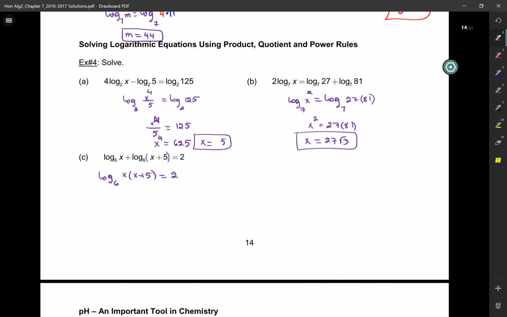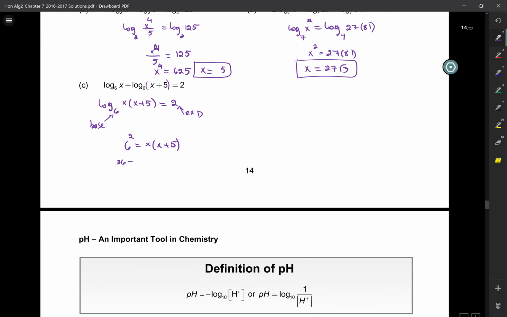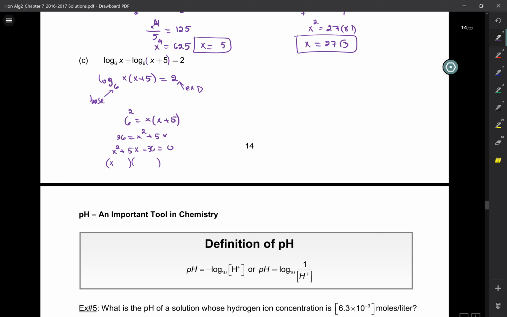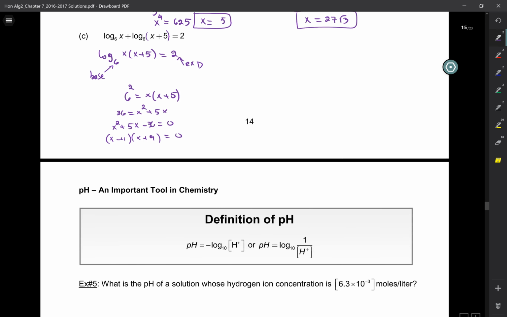Okay, so we're going to do one more. What about this one? You have log base 6 of x times x plus 5 is equal to 2. So what is this telling you? This is telling you that 6 to the power of 2 is equal to x times x plus 5. Remember, this is the base and this is the exponent. So 36 is equal to x squared plus 5x. So x squared plus 5x minus 36 is equal to 0. And how do we factor this? x minus 4, x plus 9 equal to 0. So x equals 4, x equals negative 9, but we know that it cannot equal negative 9. So the answer is just x equals 4.